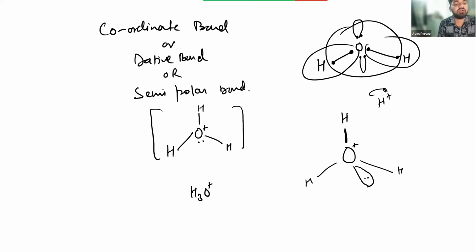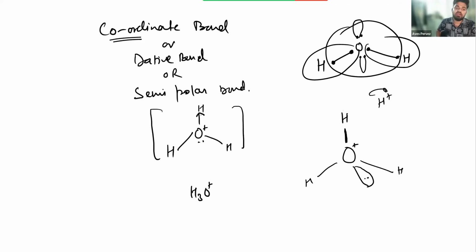Okay, so this is called hydronium ion, and this is going to form the coordinate bond. This type of bond is called coordinate bond, in which the single atom is donating its electron. It's using its own electron. It is not sharing its electron. This type of bond is called coordinate bond. Okay, you understood?